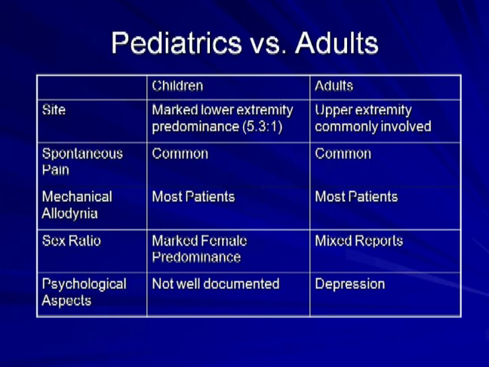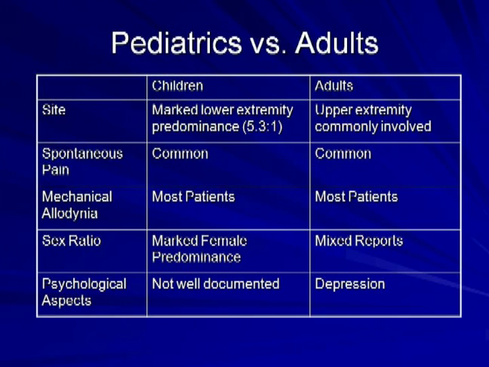Okay, let's look at pediatrics. CRPS does occur in the pediatric patient. This is important for you to know. And what's the difference between children and adults? Well, in children, most of them get it in their lower extremity, whereas in adults, it's more in the upper extremity. And spontaneous pain is common, and most have some mechanical allodynia. And sex ratio is mostly female. In adults, I showed you that it was mostly female, although there are some reports that say it's equal.